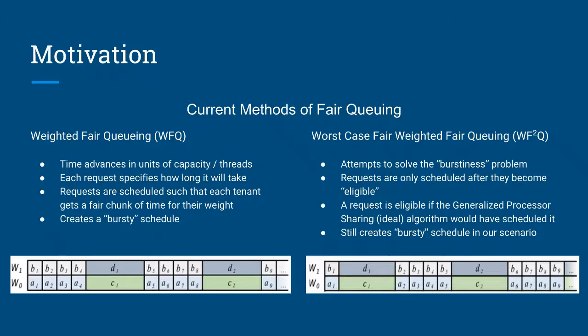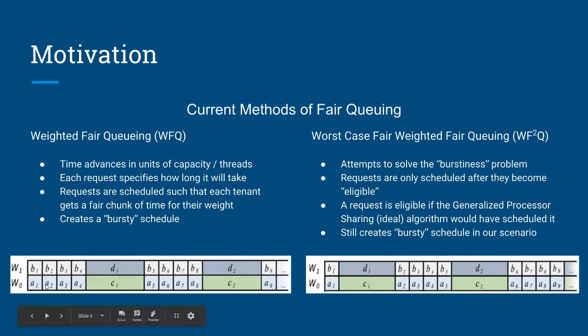So our current methods of fair queuing both come from the networking end of things, and they're both packet schedulers. That's weighted fair queuing and worst case weighted fair queuing. So weighted fair queuing is exactly what you would think of when you think of a fair queuing algorithm. You keep track of how much of a resource somebody has used. You make sure they don't go past their limit. Time increases in units of capacity divided by threads. So each request is going to come in, specify how long it's going to take, and you're going to use that to make sure that nobody is getting more than their fair share. And you're going to schedule things so that that occurs.